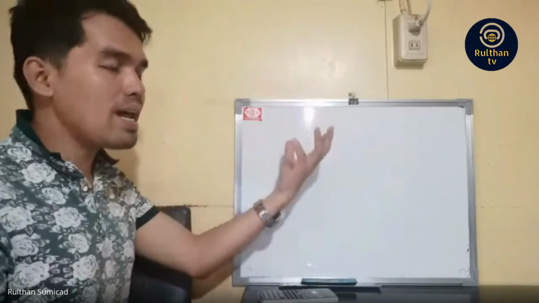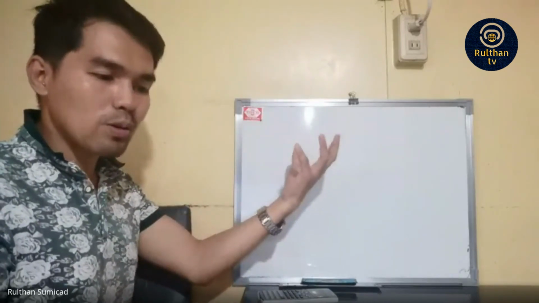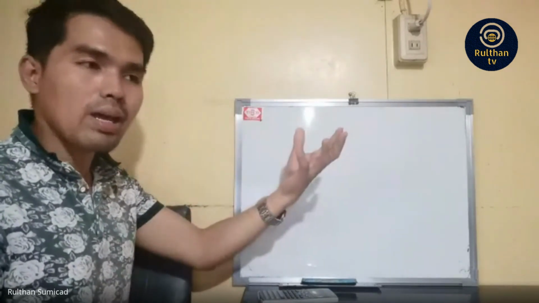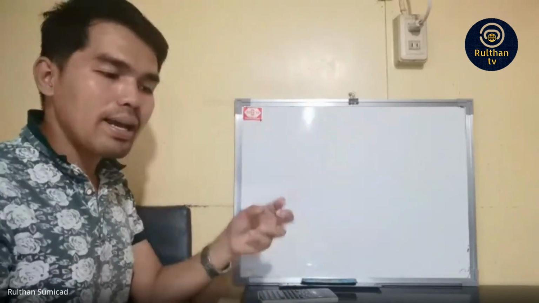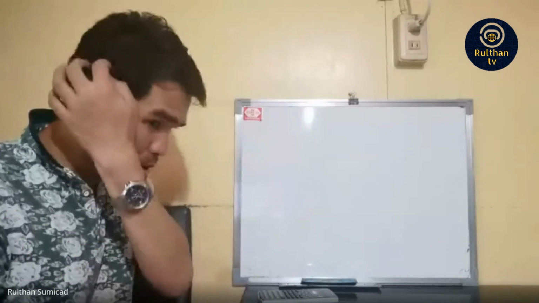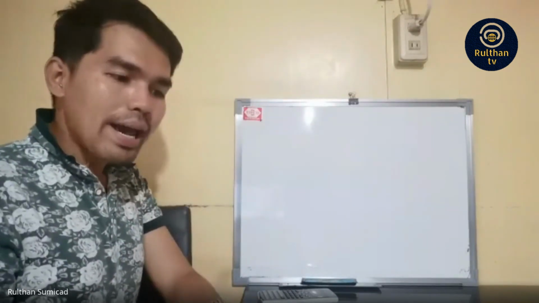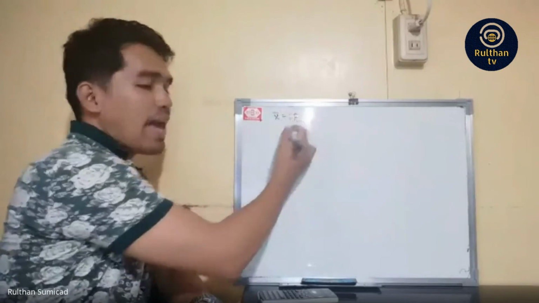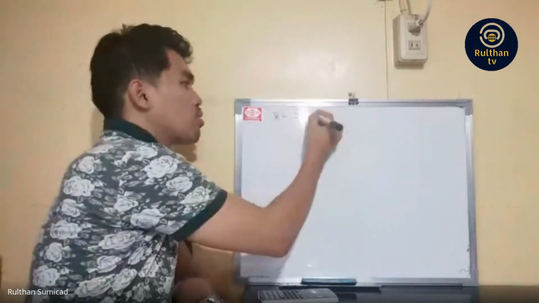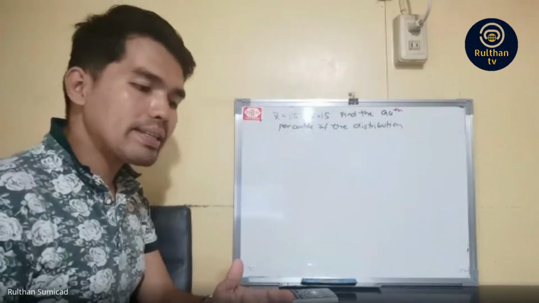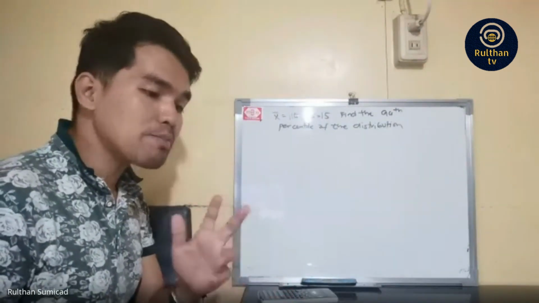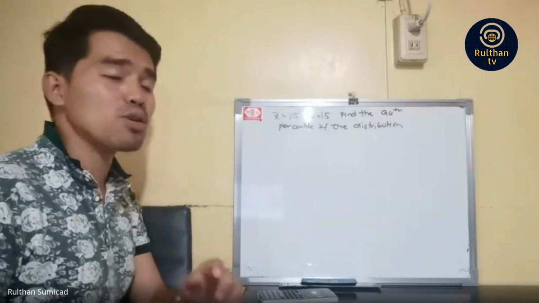So the original EQ test score was transformed. It was transmuted in such a way that it would appear to be a normal distribution. Now, this EQ test has a mean of 110 and a standard deviation of 15. The question here is to find the 96th percentile of the distribution of emotional quotient.